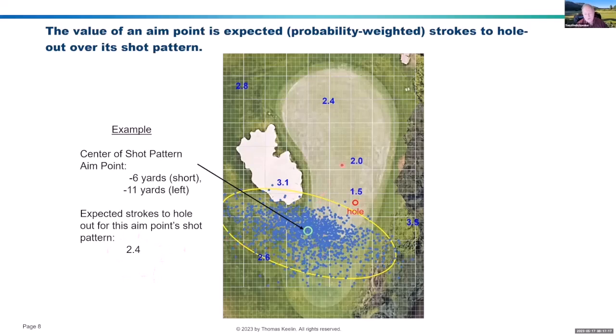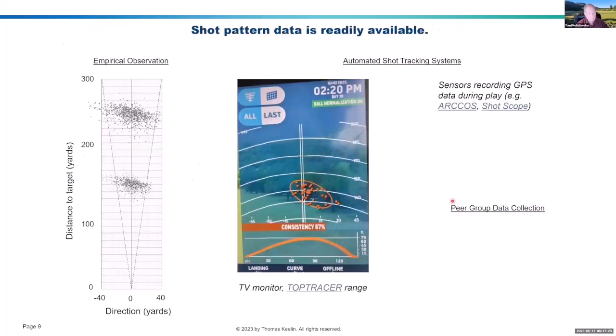The question is, what's the best aim point in any of this area here that would cause that number to be lower? Indeed, if there is such an aim point that would cause it to be lower. So you say, well, how would I know anything about my shot pattern? Well, it turns out that shot pattern data is pretty readily available.